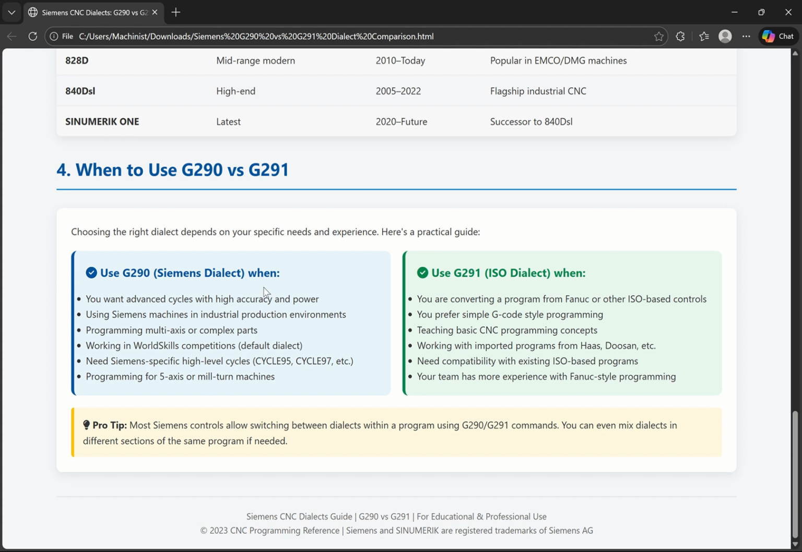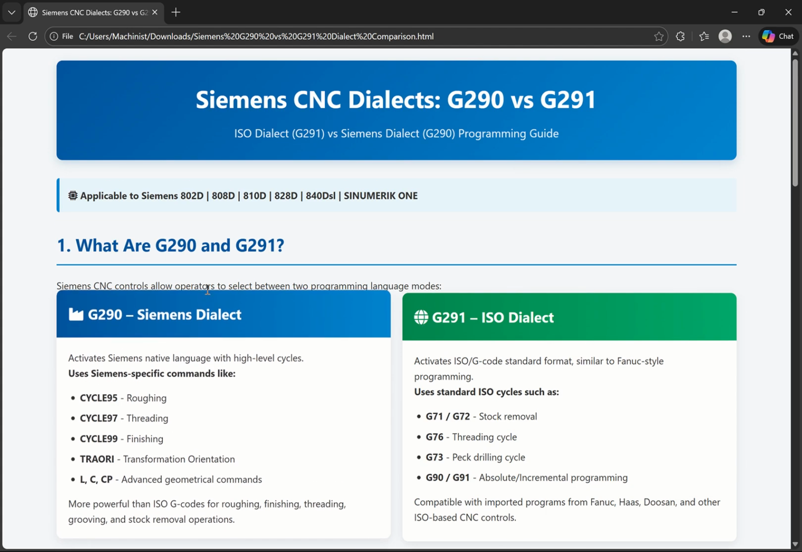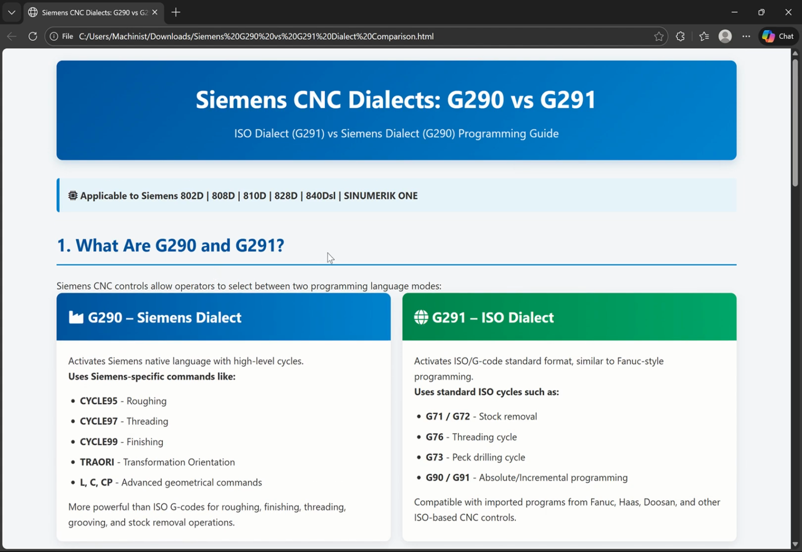So in case you are conversant with the ISO controller, but you want to use Siemens controller which has ISO and also it has the Siemens, so you can initialize your code with G291, and then you write your ISO program. It will just do whatever you want to do. That is what is the difference between code G290 and G291.